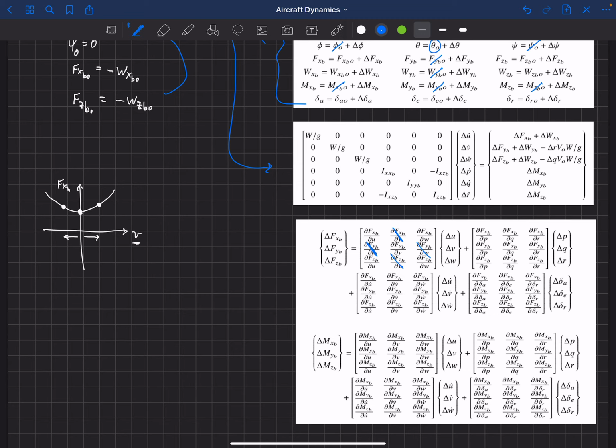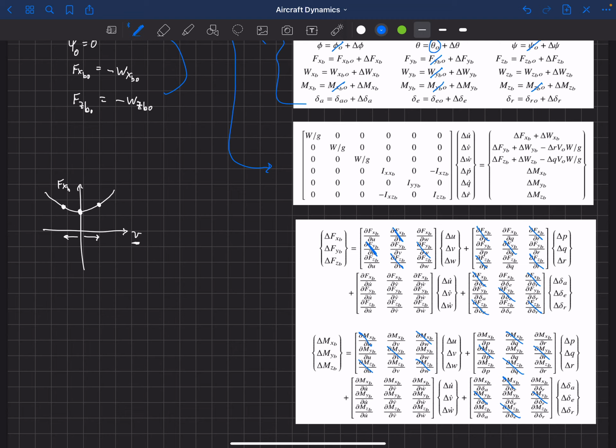So I'm just going to put a slash through these terms that can be dropped out based on symmetry of the aircraft and symmetry of the aerodynamics, because the aircraft is symmetric. Okay, so all right, we're just crossing each of these out. That would be 0 on the basis of symmetry. You can see a whole lot of them drop out here, okay?